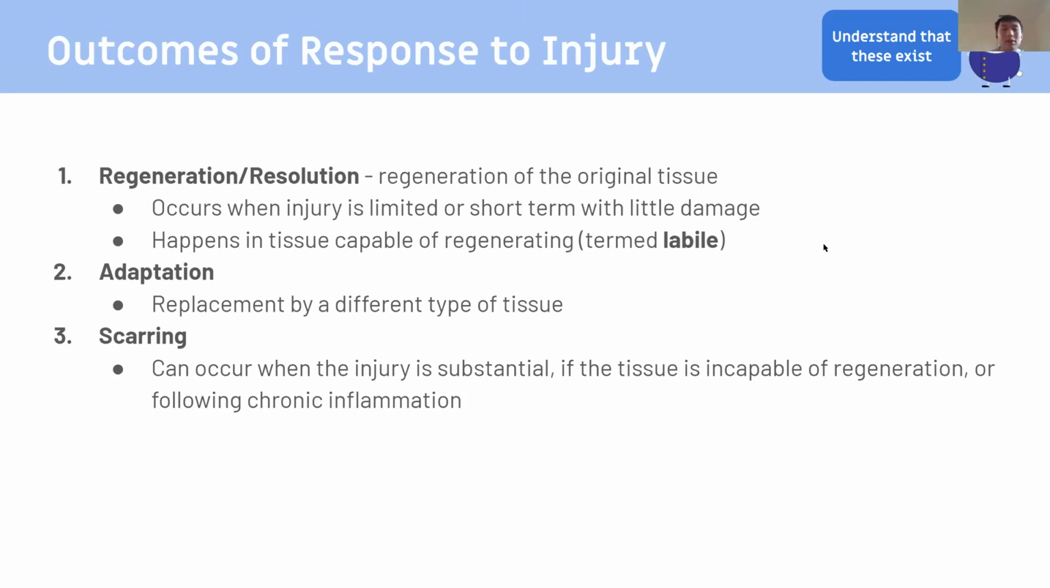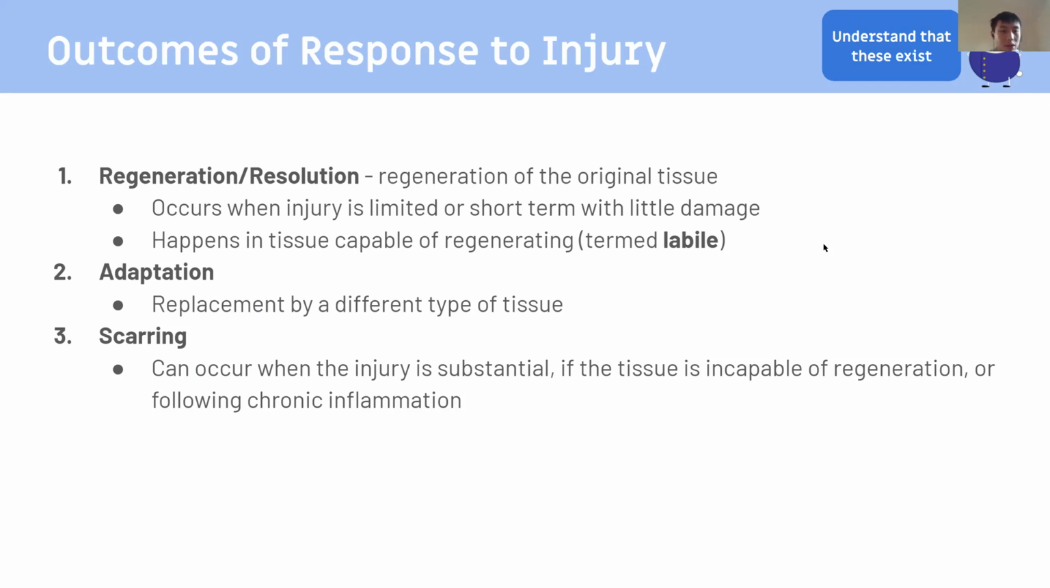So first thing is when your cells become injured, what happens to it? You can have three outcomes. One is regeneration or resolution. That's where you get regeneration of the original tissue. For example, if you got a cut, then it just regenerates and it's back to normal. It'll occur when the injury is limited or short-term with little damage. And it happens in tissues capable of regenerating.